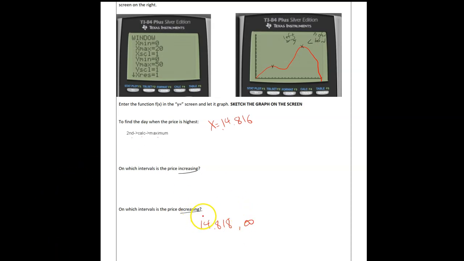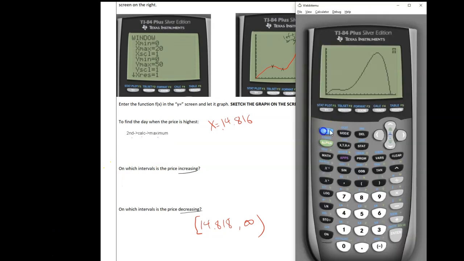And I'm going to use interval notation with brackets on 14, parentheses on infinity. But notice there's another decreasing interval. So my other decreasing interval goes from my maximum to my minimum, wherever that is. So I need to find that, right? I need to find that minimum.